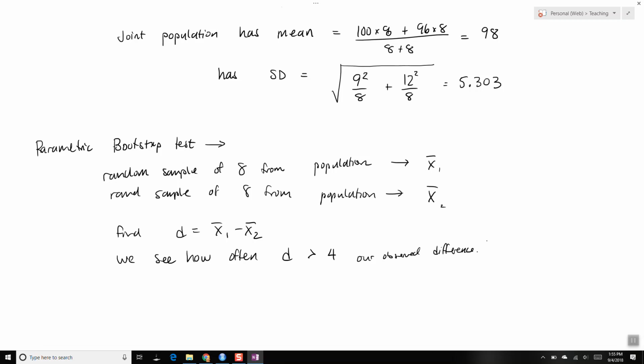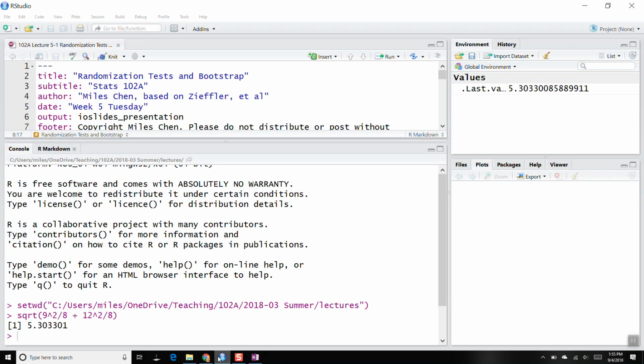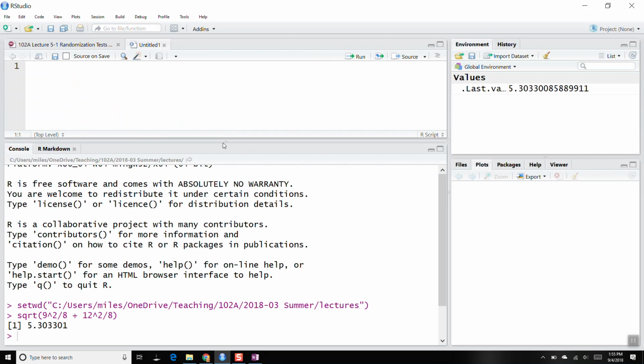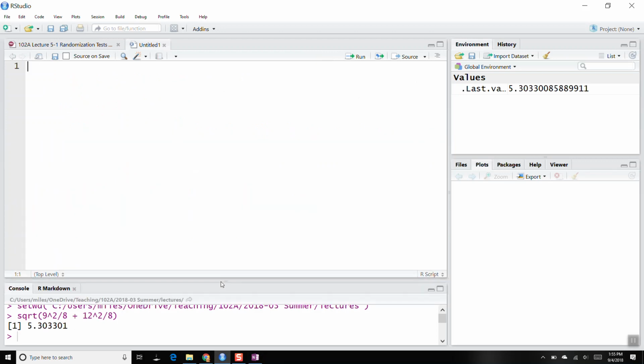Is that okay? So that's what we're going to do. So we're going to just write a blank script here. Okay, so our population. We'll call this sample 1. From sample 1, we're going to draw from the random normal. We're going to take 8 values. The mean is 98. Standard deviation is 5.303.